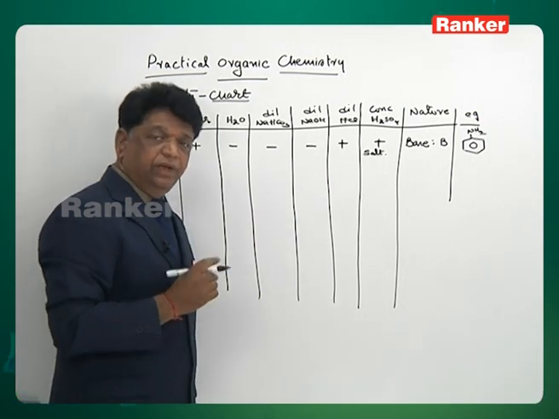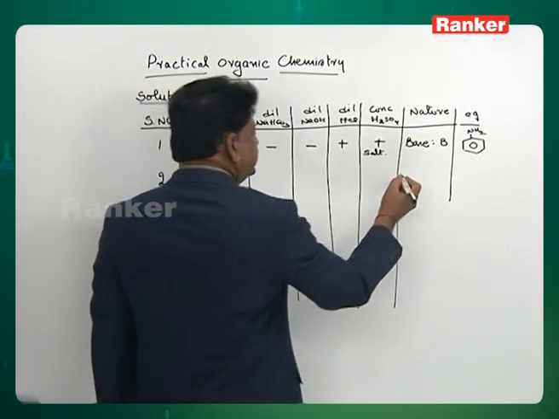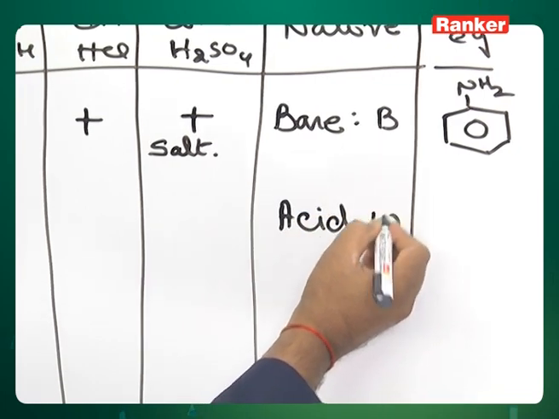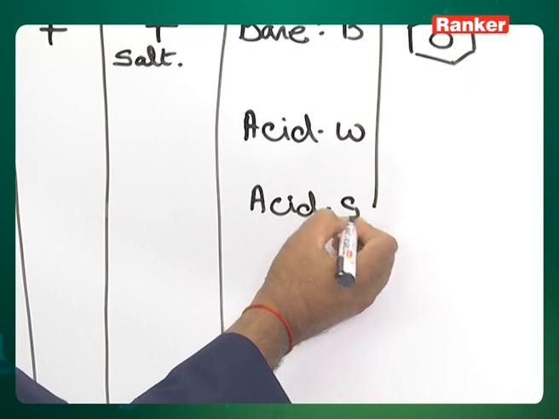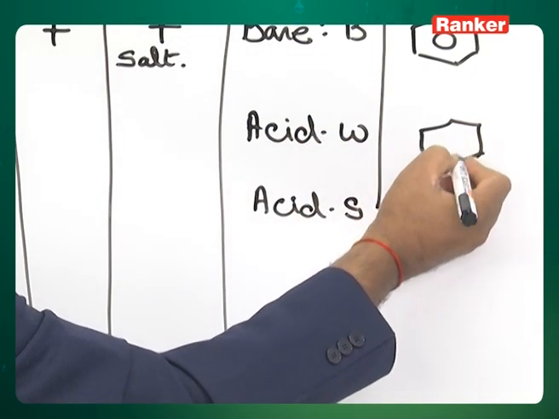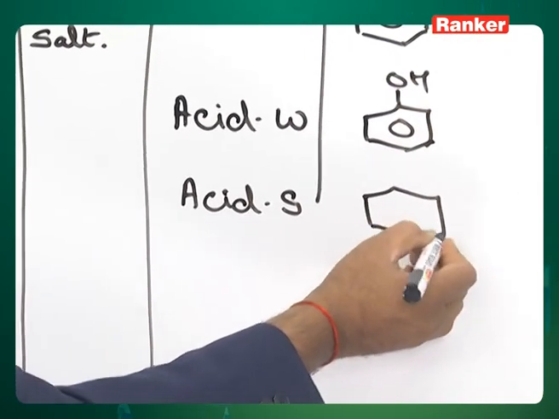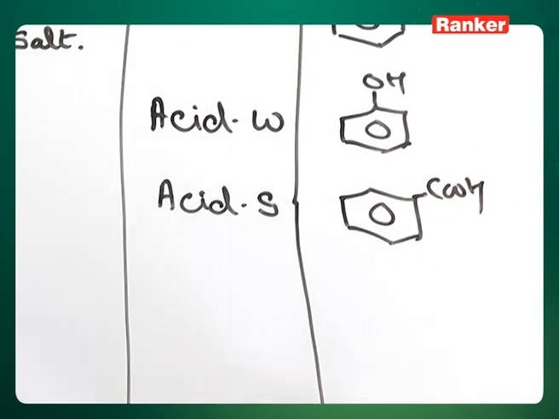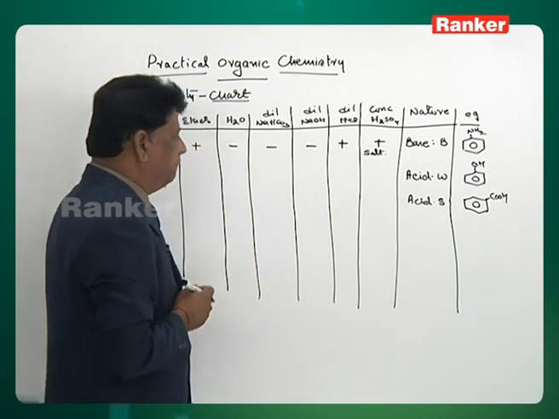In the acids we have two types, weak acid and strong acid. Weak acid means phenol. Phenol will be the weak acid, and carboxylic acid like benzene with COOH is the strong acid. Benzoic acid is the strong acid. S stands for the strong. How will their solubility be?